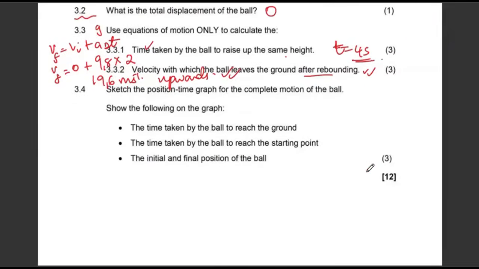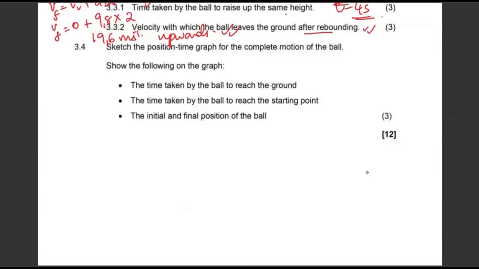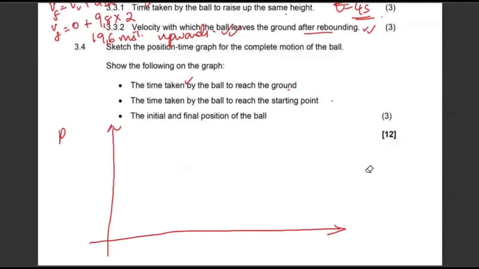Then 3.4, they want us to sketch a position time graph for the complete motion of the ball. Show the time taken for the ball to reach the ground, the time taken for the ball to reach the starting point, the initial and final positions. So one thing we need to remember about the position time graph. This is the position which I'm going to label as Y, the displacement in meters. This is the time in seconds.